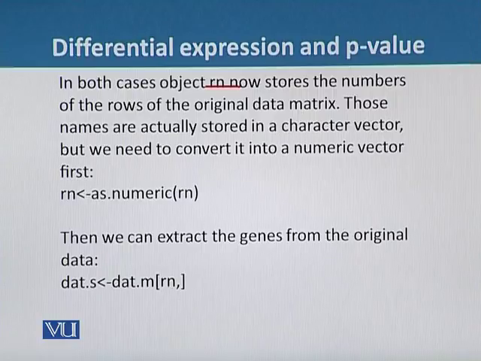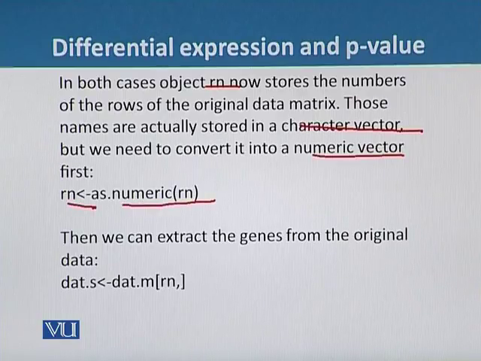So in both cases, the object rn now stores the row numbers of the original data matrix. In this case, we have the 100 genes. Those names are actually stored in the character vector, but we need to convert it into a numeric vector. And we will use this command: rn <- as.numeric(rn). Then we can extract the genes from the original data by using this command: dat.s <- dat.m[rn,].